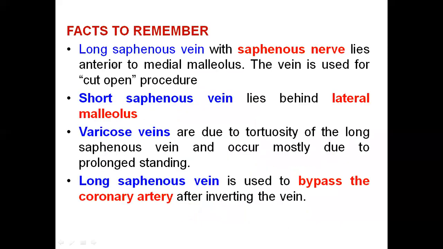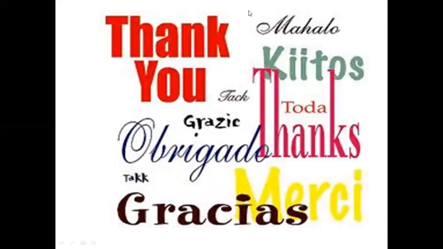Now, a few facts to remember. The long saphenous vein with the saphenous nerve lies anterior to the medial malleolus. We know this vein is used for cut-down procedures and bypass grafts. The short saphenous vein lies behind the lateral malleolus. Varicose veins are due to tortuosity of the long saphenous vein and occur mostly due to prolonged standing. The long saphenous vein is used to bypass the coronary artery after inverting it, reversing the direction of the valves inside the vein. Thank you.